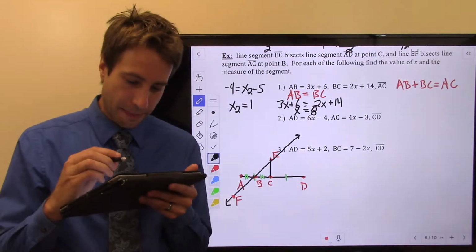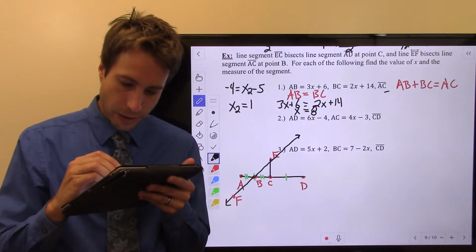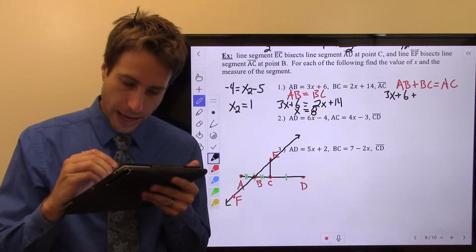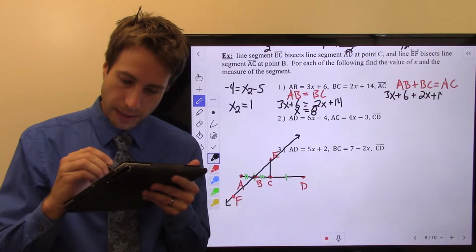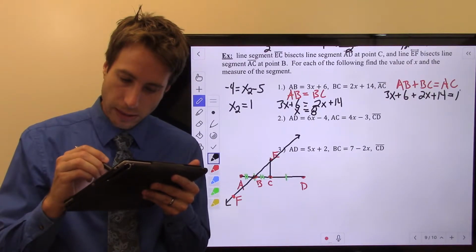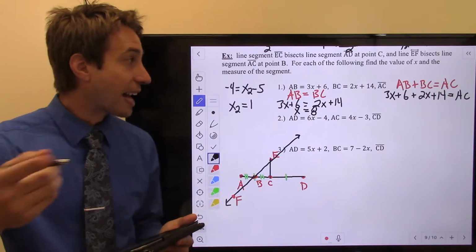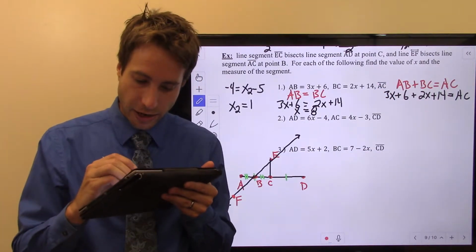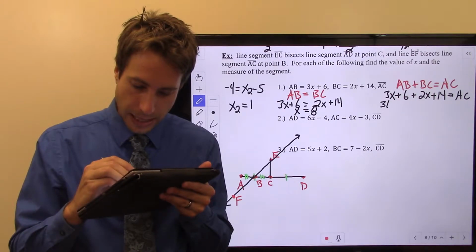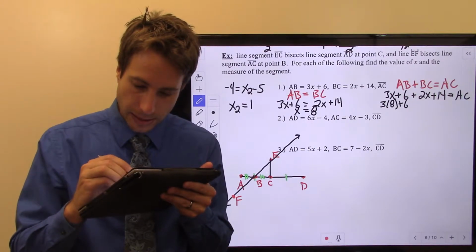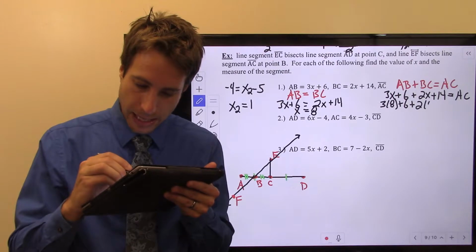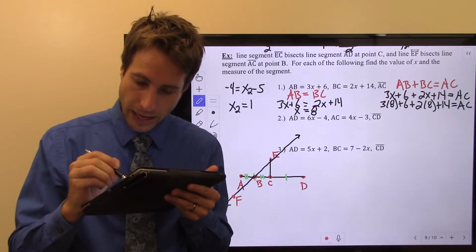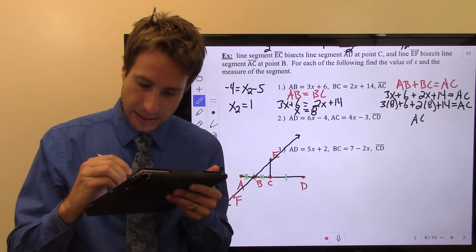Well, okay, we can do that. AB is 3x plus 6. BC is 2x plus 14. That's all equal to AC. Well, I know what x is, so plug it in, don't fat finger something on your calculator, and you should be good. 3 times 8 plus 6, 2 times 8 plus 14 is equal to AC, and AC again.